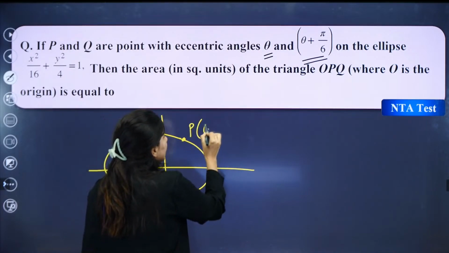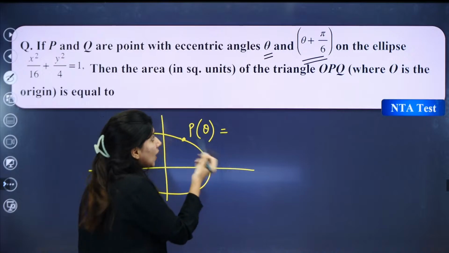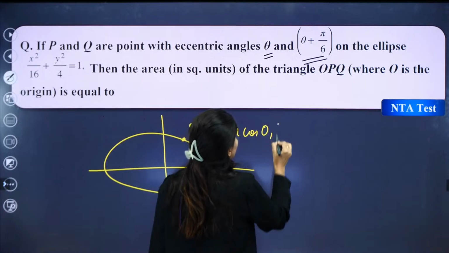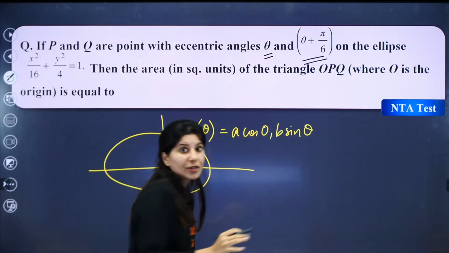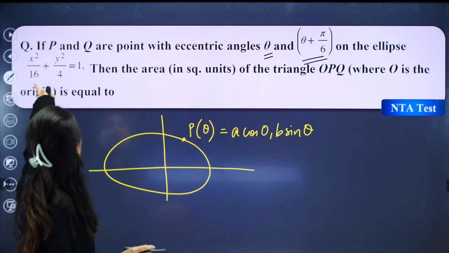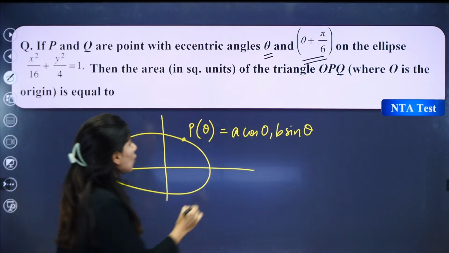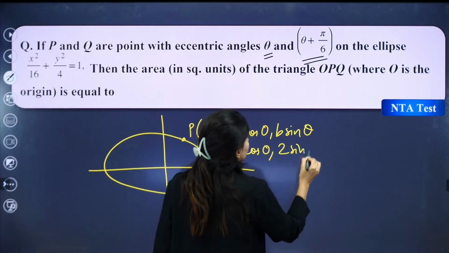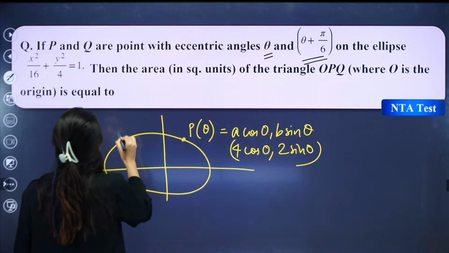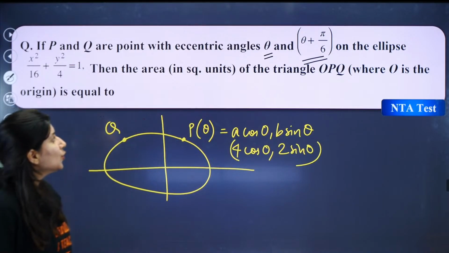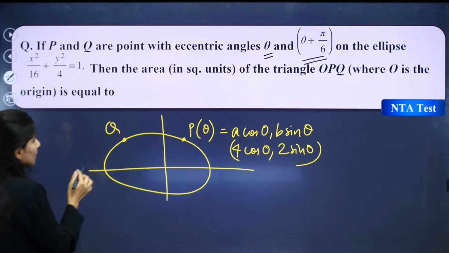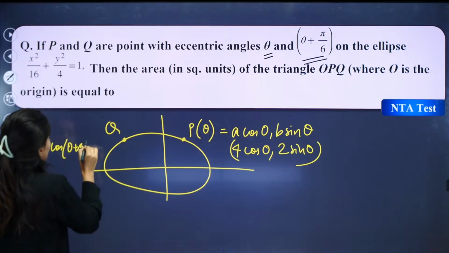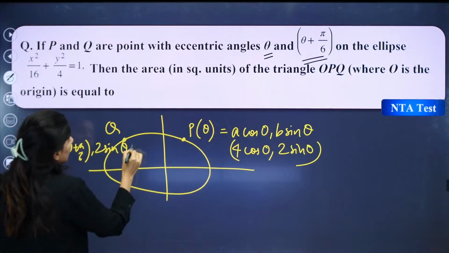If your eccentric angle is theta, then how do you write a parametric coordinate? A cos theta, comma, B sin theta is the parametric coordinate of any ellipse. Here A square is 16, so 4 cos theta, comma, 2 sin theta. These are the coordinates of point P. What about the coordinates of Q? For Q, you have theta plus pi by 6. So for Q, you have 4 cos of theta plus pi by 6, comma, 2 sin of theta plus pi by 6.